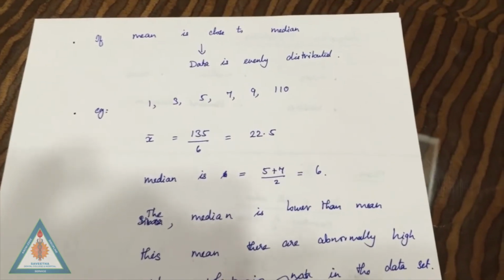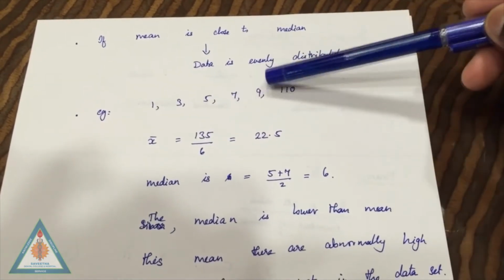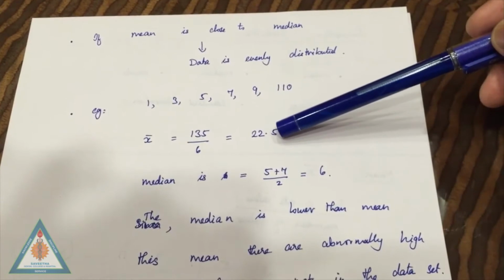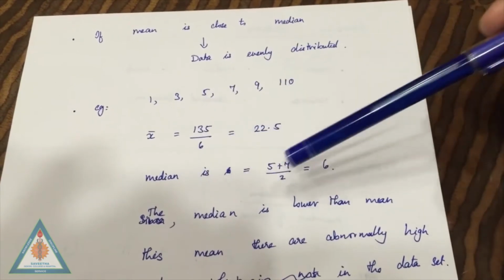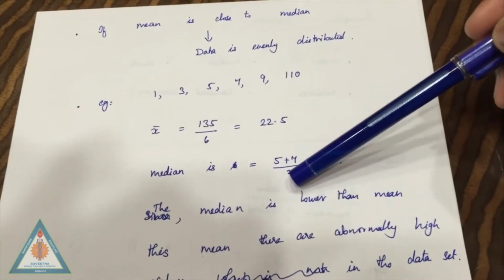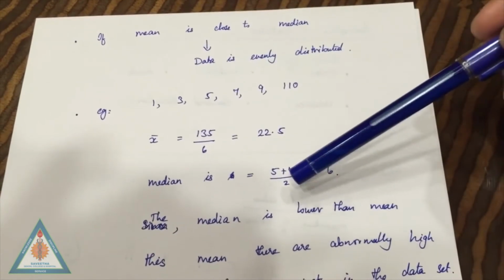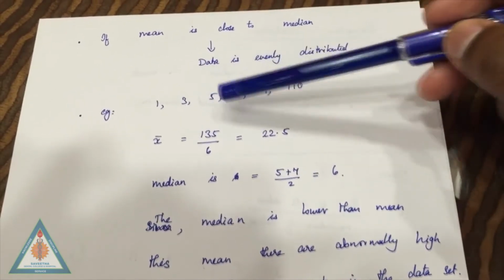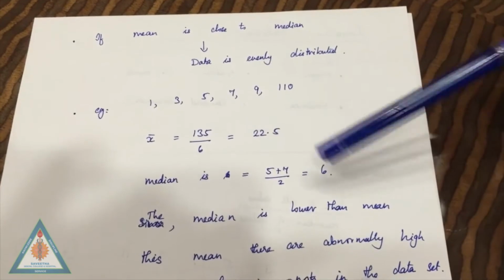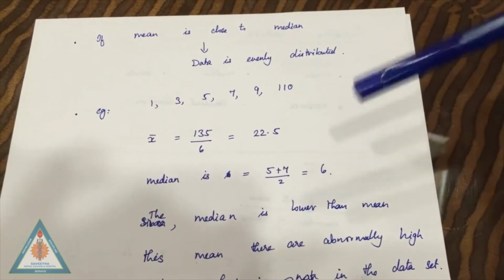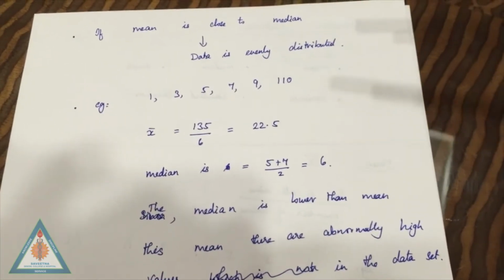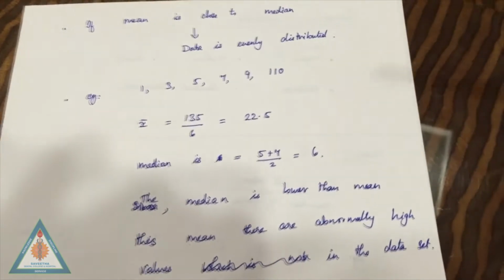For example, in the following data set, we have 1, 3, 5, 7, 9 and 110. When you take the mean, it is 135 by 6, which is 22.5. However, the median remains at 6 because it is the average of the two middle values, which is 5 plus 7 by 2 equals 6. So since there is a significant difference between the mean and the median, it means that there is one or two values which are really abnormally high in the data set. That is what is creating the shift in the mean.